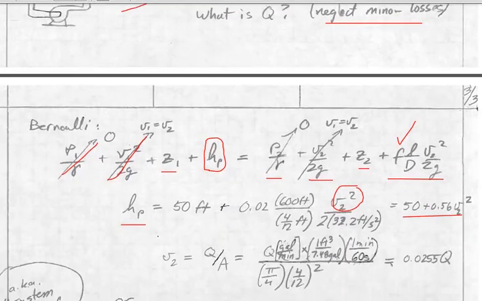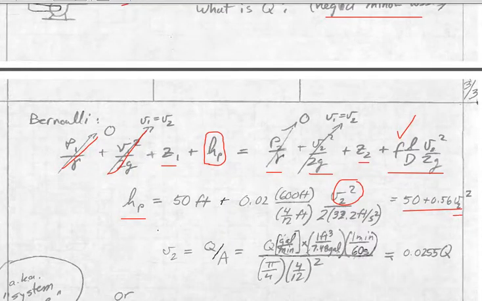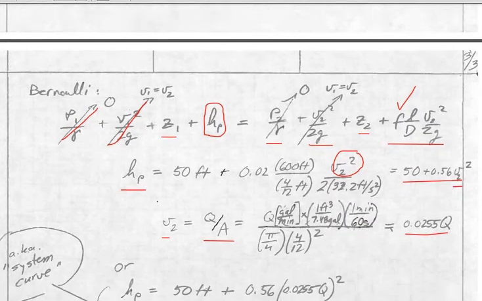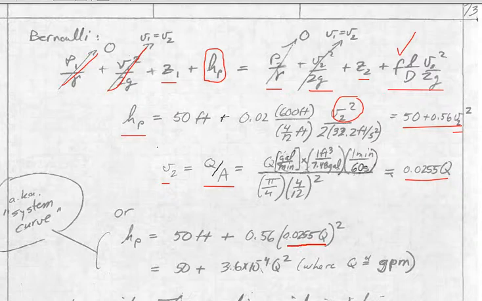This is our system. So what we want to do is change that V2 into a Q by taking V2 equal to Q over A, so Q is equal to A times V2. If we plug that in, we end up with an expression where V2 is equal to 0.0255 Q. So we can plug 0.0255 Q in for V. That's what we've done here, and we get a curve that looks a lot like the curve we had before, with just different numbers in it.